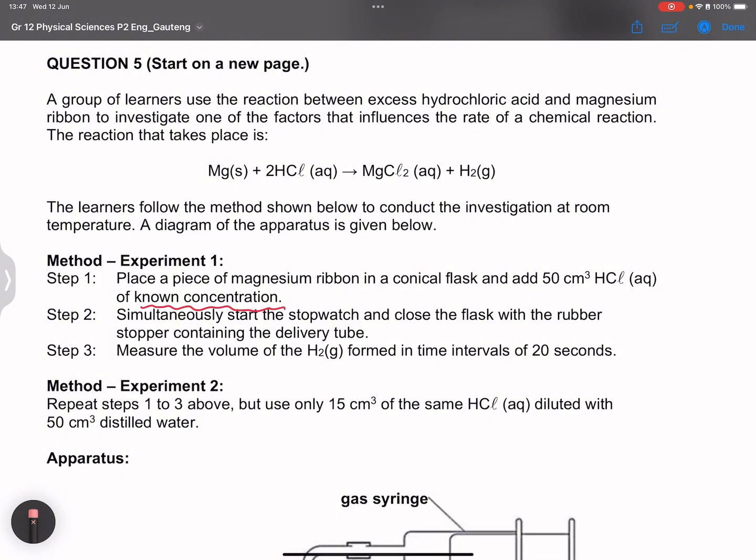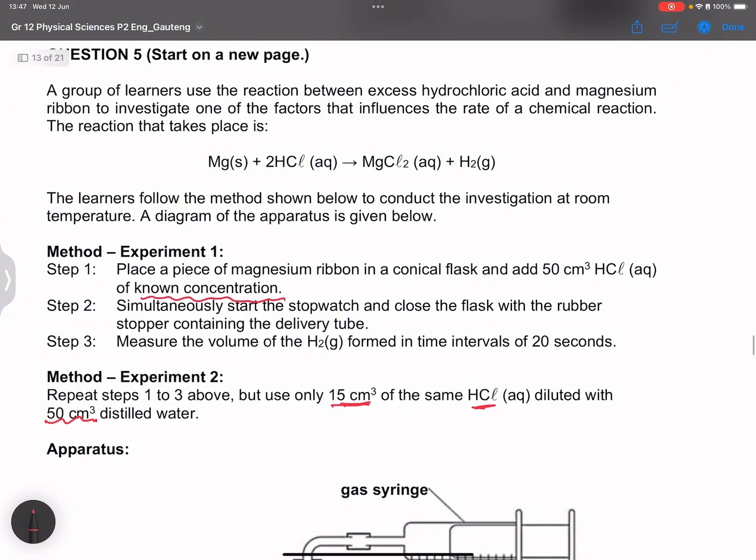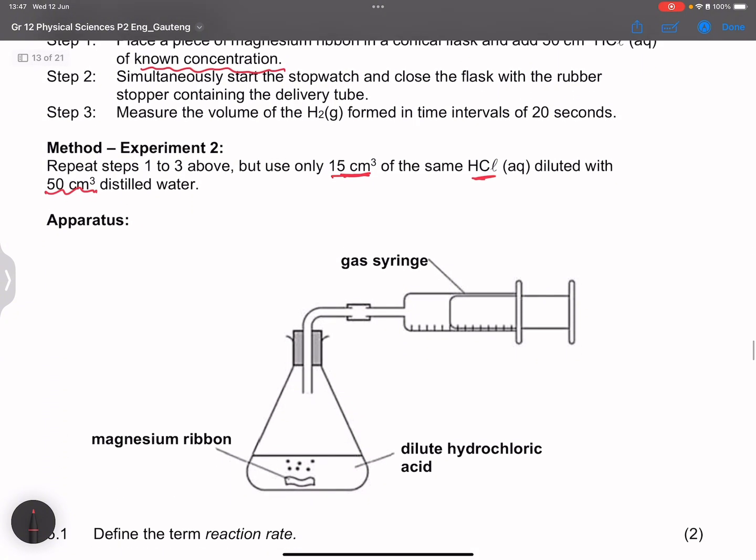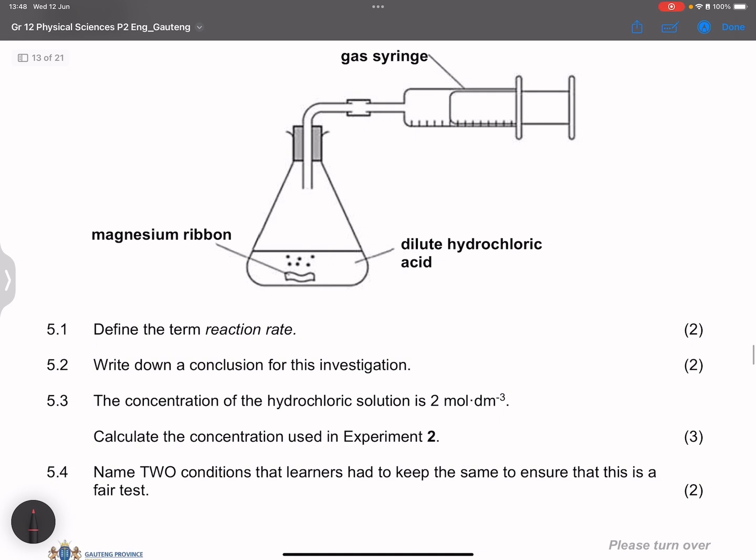Right, and then for method 2, or rather experiment 2, they repeat steps 1 to 3, but now they use 15 cubic centimeters of the same hydrochloric acid diluted with 50 cubic centimeters of distilled water. So what are they actually doing? They are lowering the concentration of the hydrochloric acid, right? Okay, so of course that's going to lower the rate of the reaction.